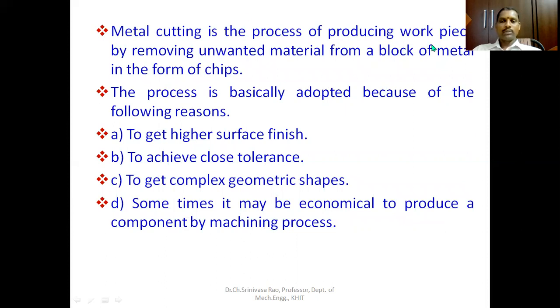The metal cutting process is simply producing the workpiece by removing unwanted material from a block of material in the form of chips. This is adopted for these reasons: to get a higher surface finish, to achieve close tolerance, and to get complex geometric shapes. Sometimes it may be economical to produce a component by the machining process.